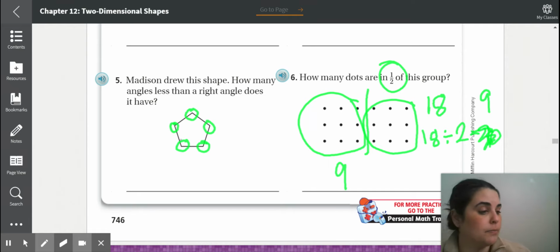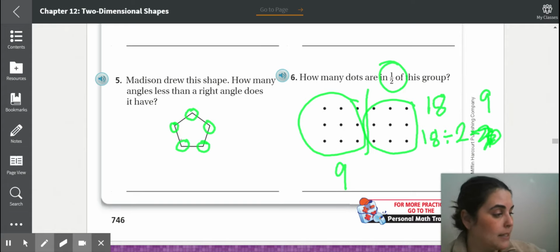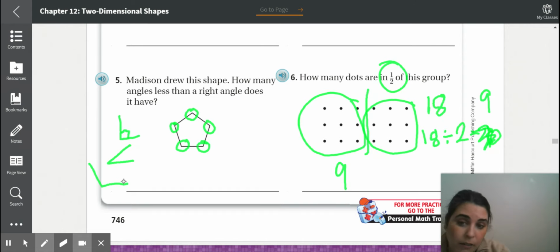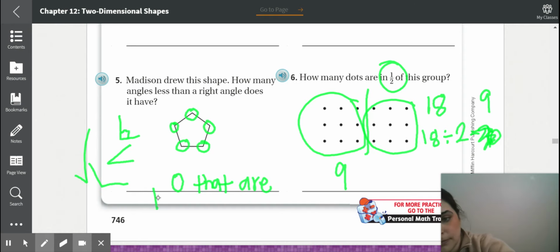How many are less than a right angle? I'm looking at all of those. Here's a right angle. That's less than, and that's greater than. All of those angles, they're all greater than a right angle. So 0 are less than a right angle. Those are all greater than.